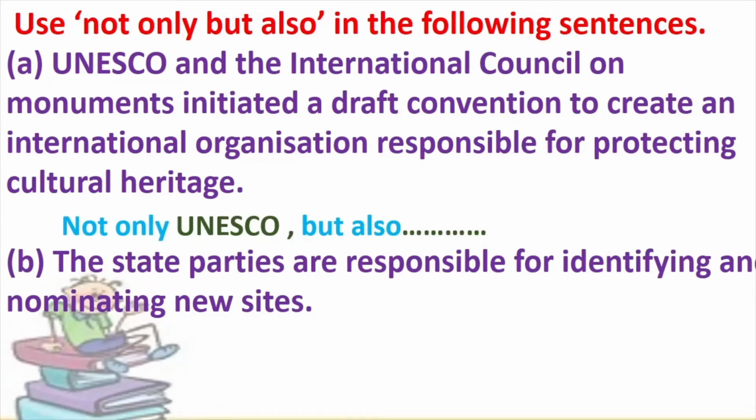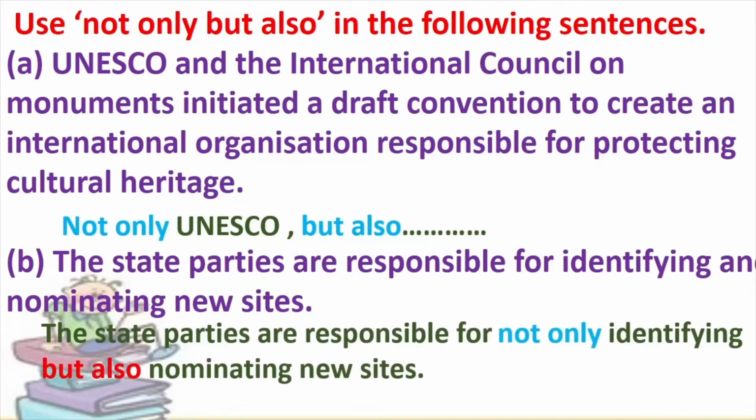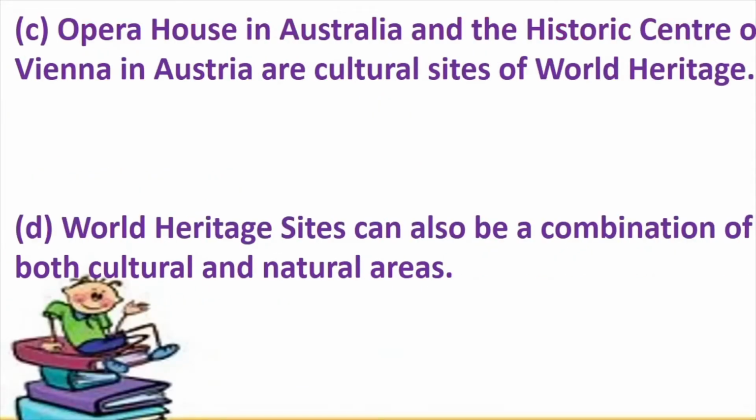Come to the next one. The state parties are responsible for identifying and nominating new sites. So how will you use not only and but also over here? The state parties are responsible for not only identifying but also nominating new sites. So see, the meaning of the sentence is the same. We have only rephrased it using a different phrase. Okay? Moving on, there are two more sentences to be done over here.